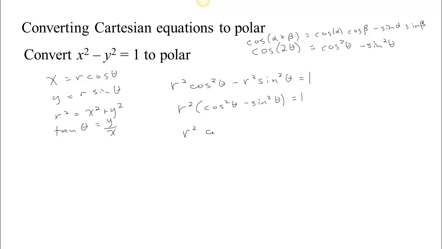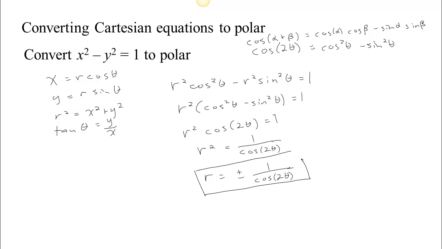So we have r squared times cosine 2 theta equals 1. Okay, and that tells us that r squared equals 1 over cosine 2 theta. When we have a polar equation, we like to have it in the form where we have r as a function of theta. So if we wanted to, this r isn't quite a function of theta in this case, it's actually two functions of theta. We could solve here. This would be plus or minus 1 over the cosine of 2 theta. So this Cartesian equation for a hyperbola, this is the polar equation for the same thing.